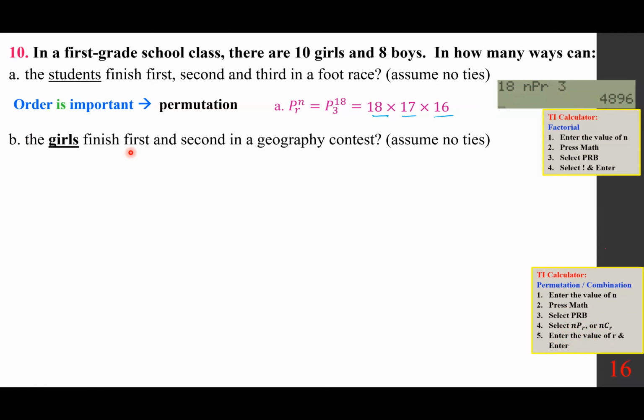Now, the girls finished first and second in a geography contest. Again, order is important. It's a permutation. However, we are only dealing with 10 girls. So N is 10. And first and second, we want to pick 2. Permutation of 10, choose 2, or simply 2 spots, 10 times 9, because order is important, everybody. 10 times 9, which is 90.